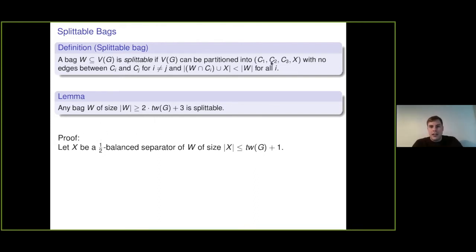We can just let this separator X in the split C1, C2, C3, X be a half-balanced separator of W of size treewidth plus 1, which exists by considering some optimal tree decomposition and picking the center bag. It's a very standard argument, so I'm not saying more about this. This is the only place in the algorithm where this approximation ratio 2 appears; it is not needed anywhere else. From this point we just say that we have a splittable bag.